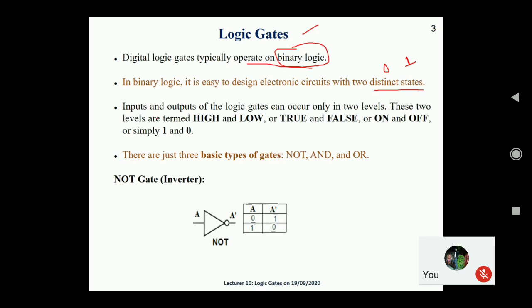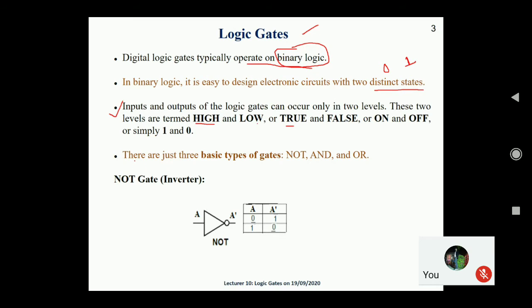Next point, third point: input and output of the logic gates can occur at only two levels. These two levels are termed, as I have already discussed, high and low, sometimes true and false, on and off, or simply 1 and 0.